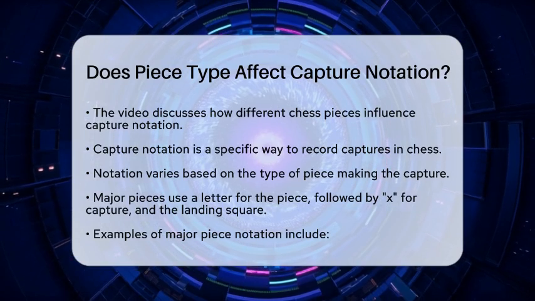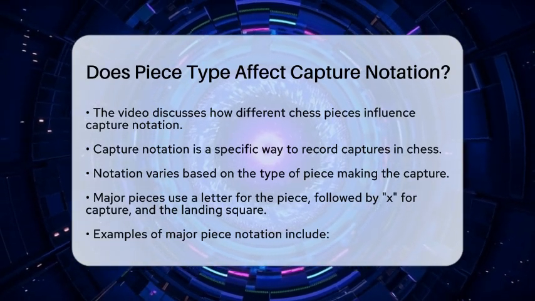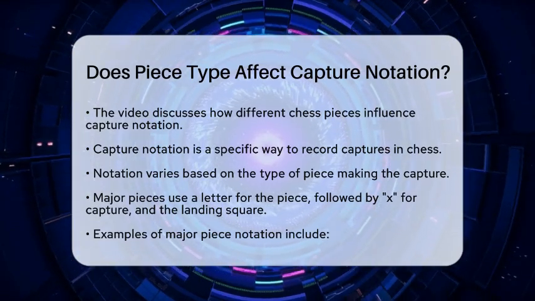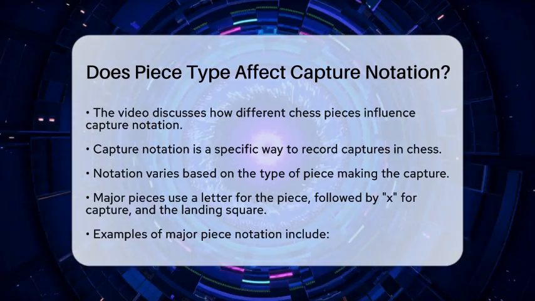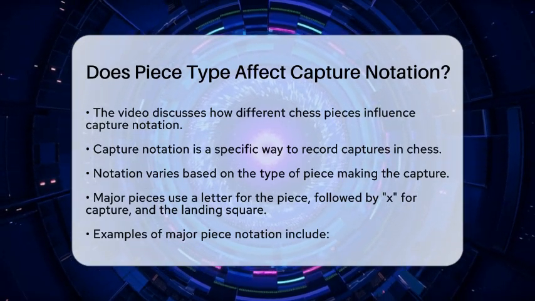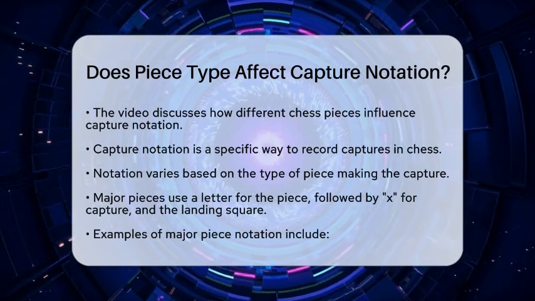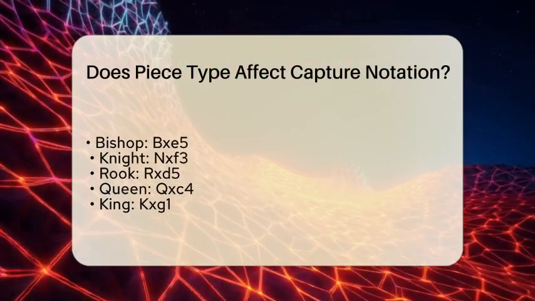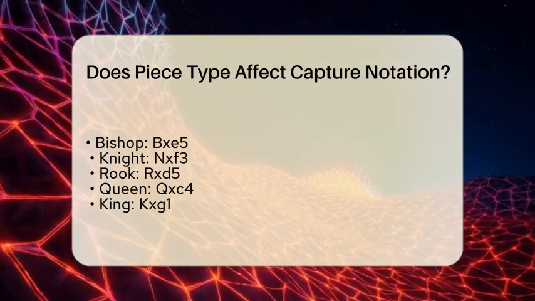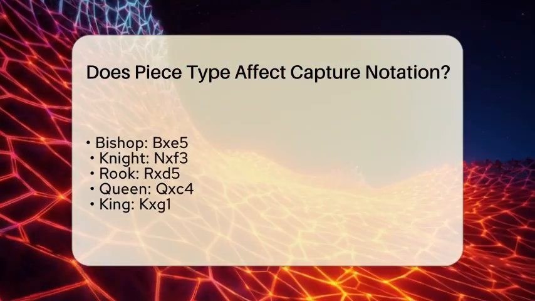This notation is not just a random set of letters. It actually changes depending on the type of piece that is making the capture. For most pieces, the notation includes the letter that represents the piece, followed by an X to indicate a capture, and then the square where the piece lands. For example, if a bishop captures a piece on the e5 square, we write it as bxe5.